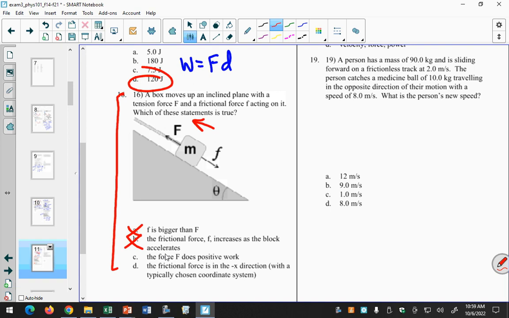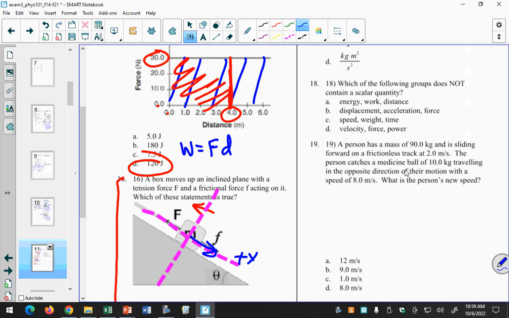Does the force F do positive work? Well, the question there is, are F and the displacement in the same direction? If they are in the same direction, it does positive work. If they aren't, it does negative work. Same direction? Yes. Yeah, so that must be the right answer. And then the frictional force is in the negative x direction with a typically chosen coordinate system, where a typical coordinate system looks like this. And so F is actually in the positive x direction. That's sort of throwing back a little bit to the last chapter.